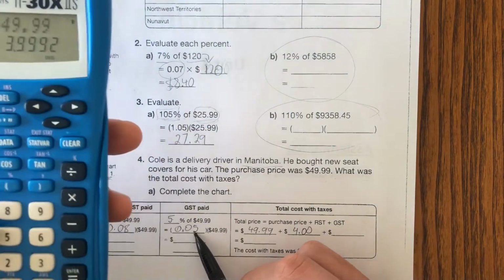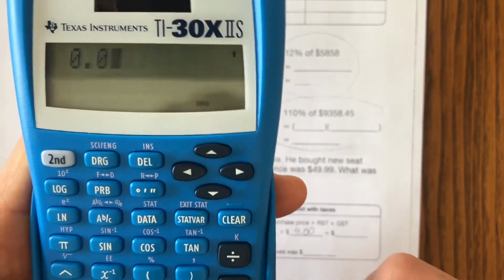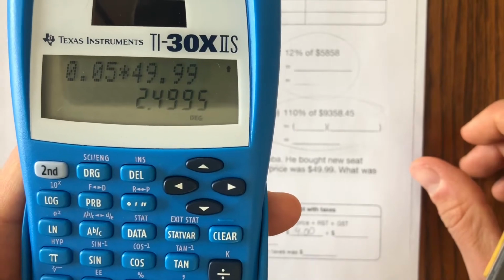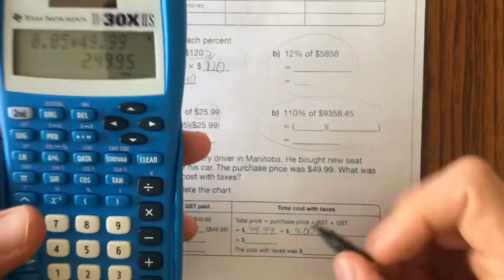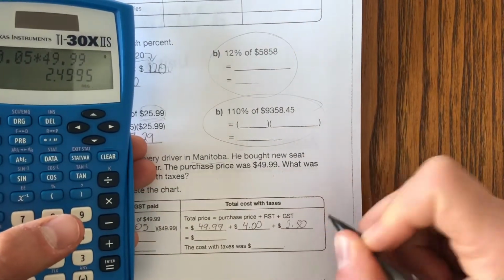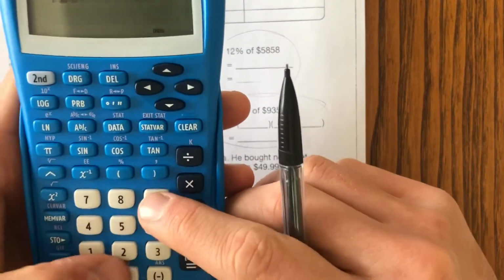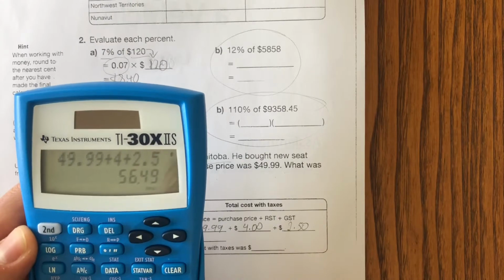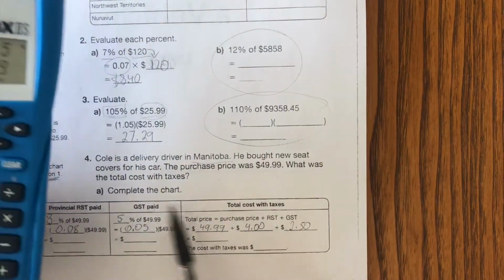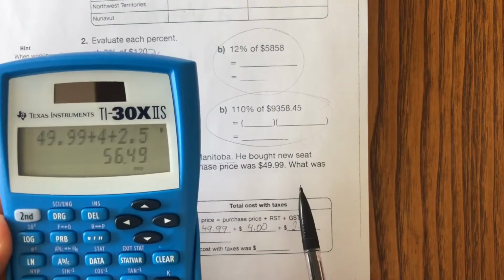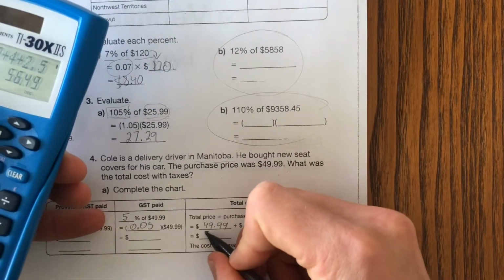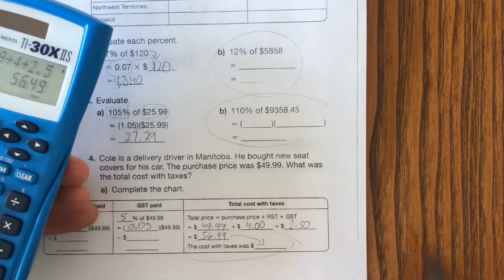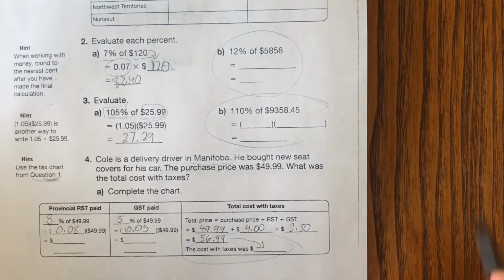And our government tax we have to figure out now. So that's 0.05 times $49.99. And our government tax is $2.50 because we have to round up that 9. So write that down, $2.50. When you add them all together, $49.99 plus $4 plus $2.50 equals, what is this called? New seat cover will cost $56.49. So that is what the total cost will be with taxes. $56.49. Great.